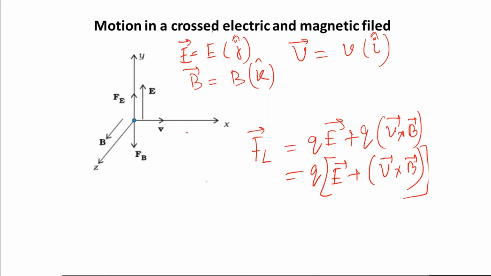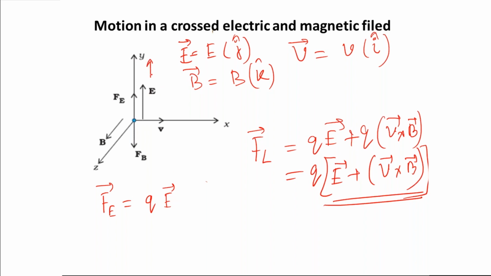At which direction will the force act? I know this is the total force. If I just see the effect of the electric field alone, then the electric force on this charged particle will be Q into E. That means the charged particle will try to move in this direction due to the electric force, which is shown here.